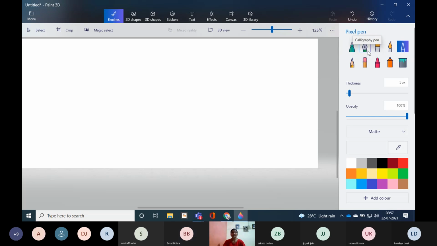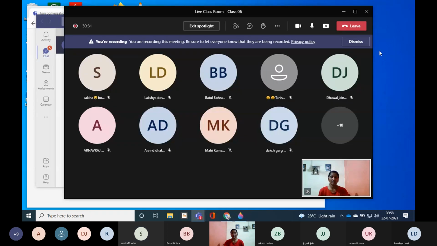Yes, ma'am. The second point. Ma'am, which page? Page number 17. We are on page number 17, second paragraph. You can see glucose is converted into insoluble starch.